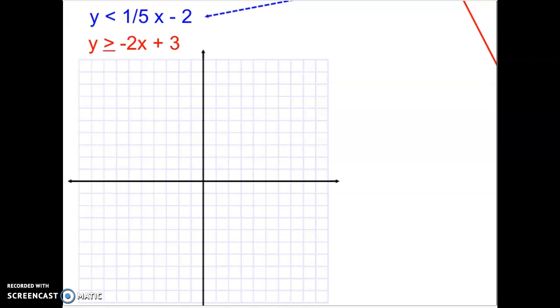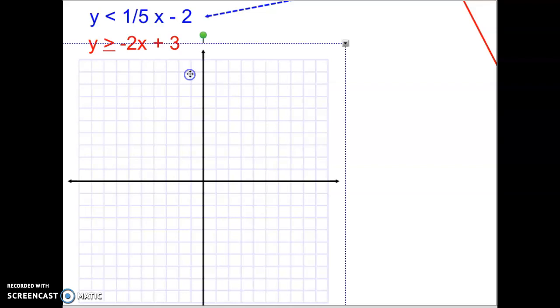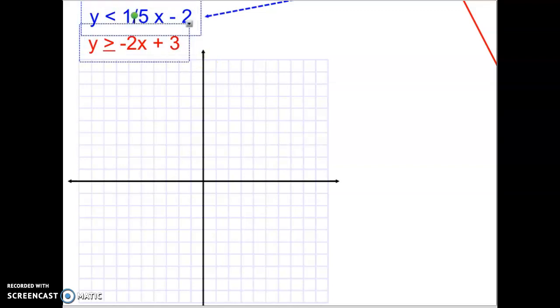All right, this video is about how to graph a system of inequalities. So you can see from the example above here. First, I got to make sure a couple things. Perfect, let's lock that. You can see from these two equations right here that I have two inequalities that I need to graph. So the first one, y is less than or equal to 1/5 x minus 2.